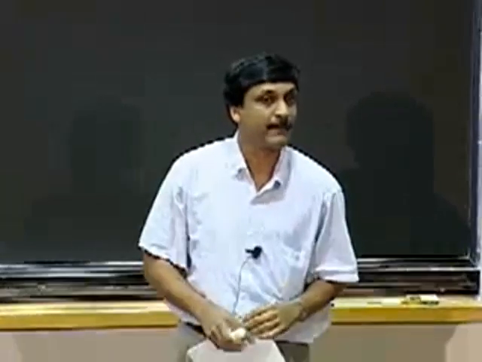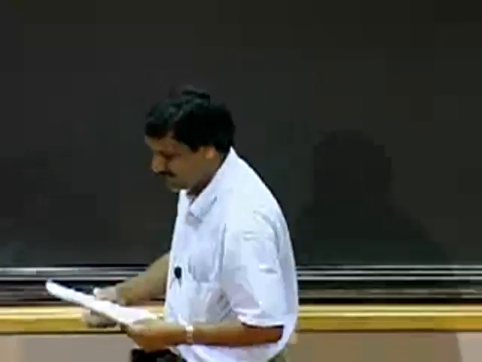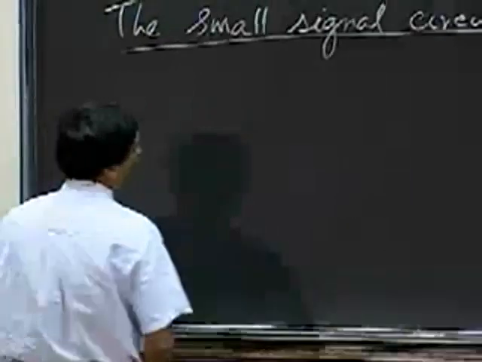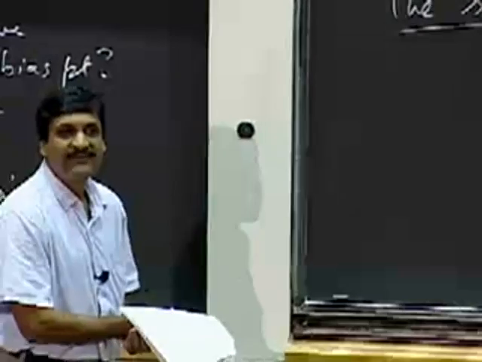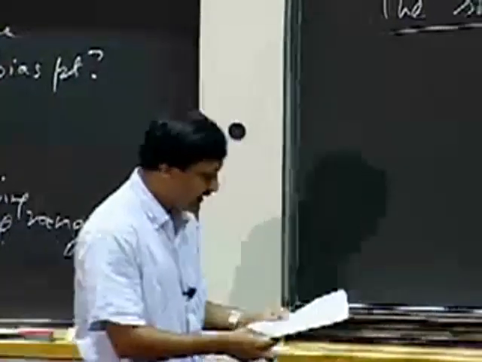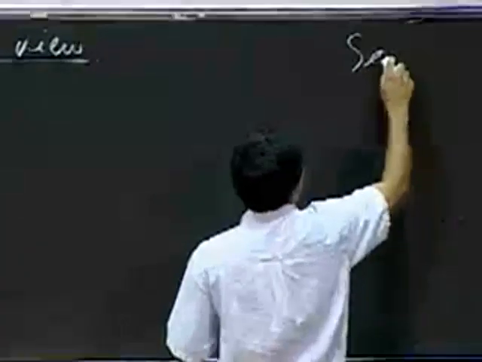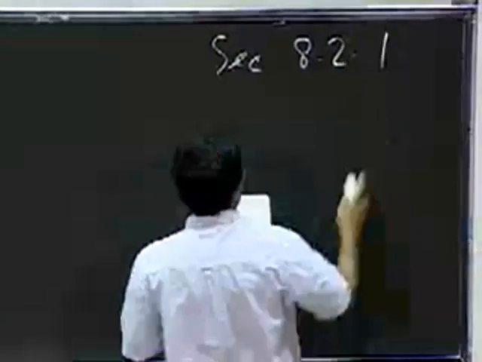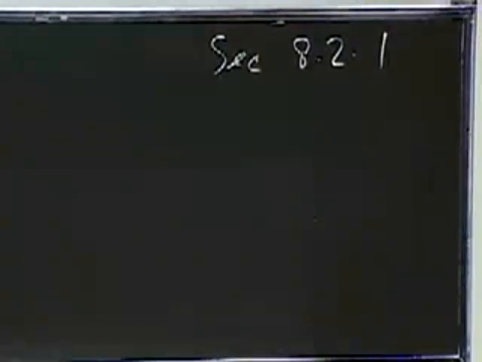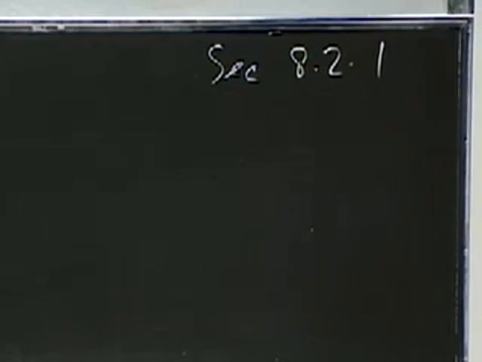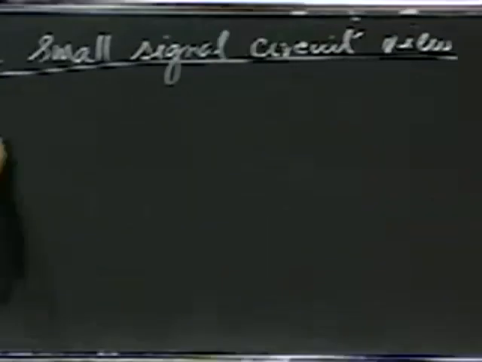Okay, that's a claim. All right, so what I'll do is give you an informal proof for why I can do that. And I also ask you to refer to section 8.2.1 of the course notes to go through the foundations of the small signal circuit model in more detail. Okay, the intuition is that, remember KVL and KCL.